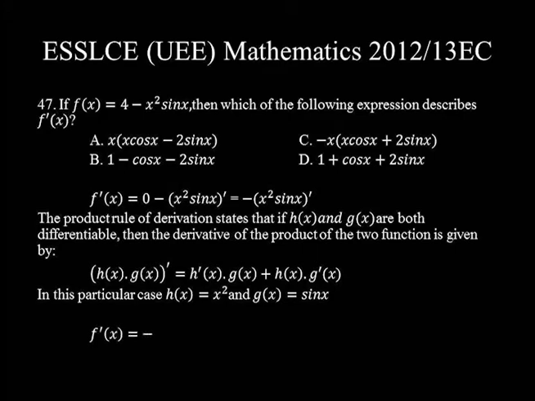Thus, f derivative of x is equal to negative, the derivative of x squared, which is 2x, times sine x plus x squared times the derivative of sine x, which is cos x. x is there in both terms. Then, taking x as a common factor, we get -1 times x times 2 sine x plus x cos x. Thus, choice C is the correct answer.